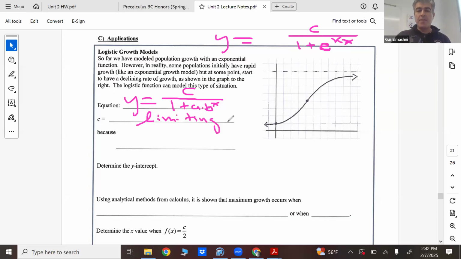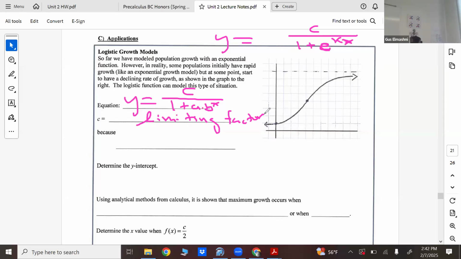Let's say 1 plus e to the kx. Correct. How is 1 plus e to the kx the same as 1 plus A times B to the x? It serves the same purpose. I mean, it would follow the same model. You can model it any way you want, really. You can model it either way. The inputs and outputs will still be the same. It's just another way of expressing it.